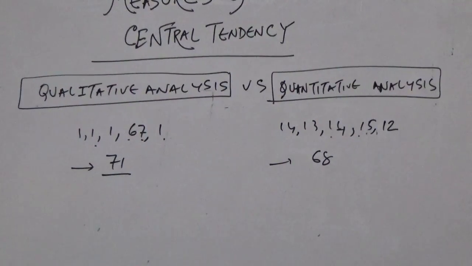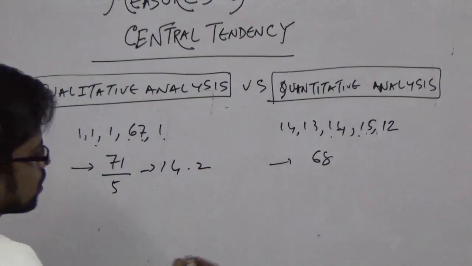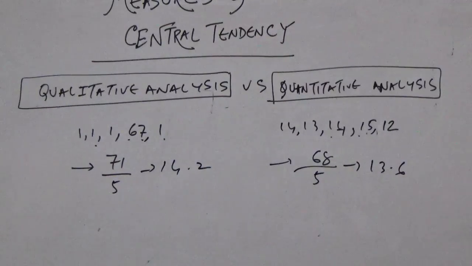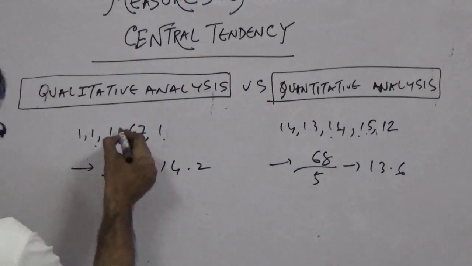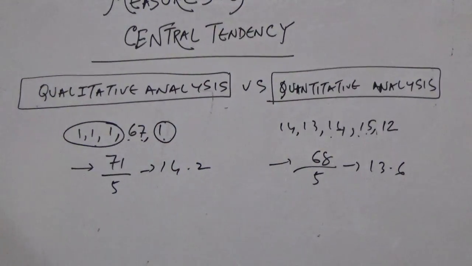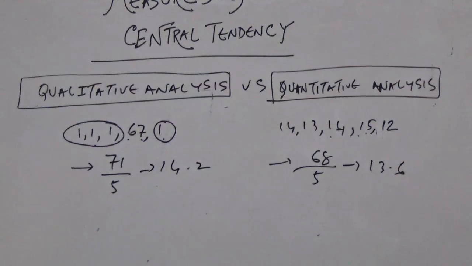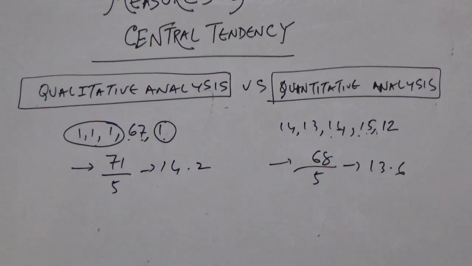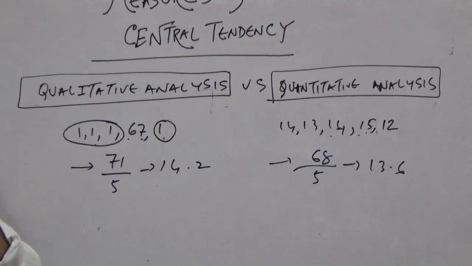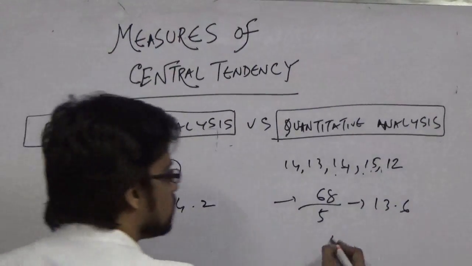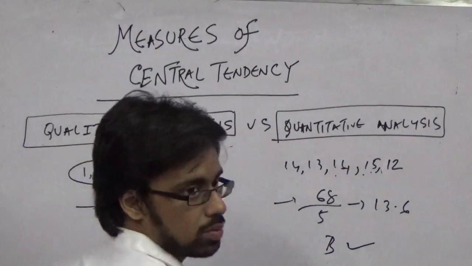Even if you go for the average, 71 by 5, and 68 by 5, 13.6. This is the average. So average also tells you player A is better than player B. But as you can see, regarding dependability, only in one match has he performed well, and here in every match he is scoring to a basic standard. So we will accept player B as the better player with respect to consistency. With respect to average, player A is better. So qualitative analysis gives you player B on top, but quantitative analysis takes player A on top.